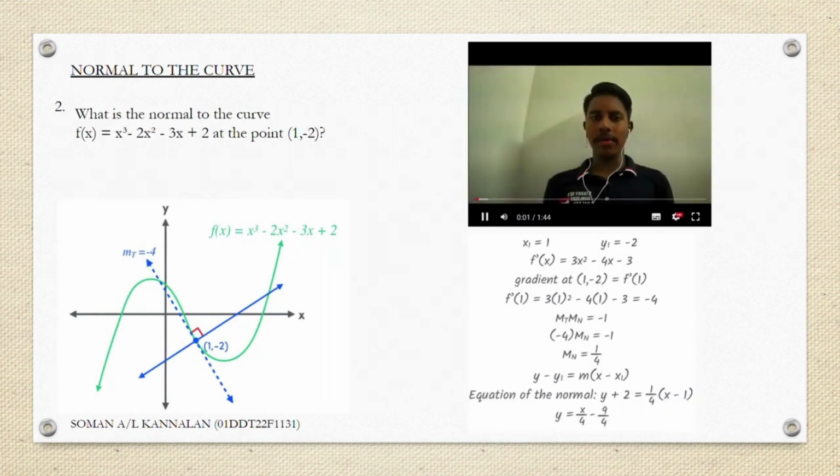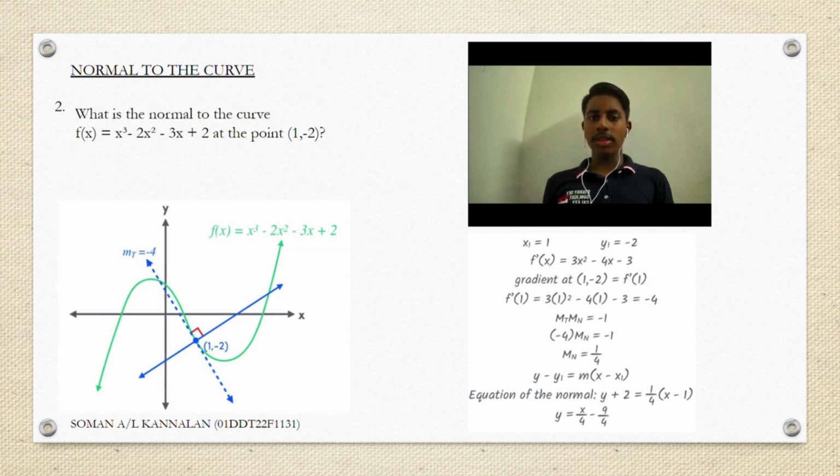Thank you to my friend Praveen, and a good day again to Puan Noor Azima and to my fellow friends. Now I'm going to continue this presentation with another sample question for the normal to the curve. Our question states: what is the normal to the curve for the function f(x) equals x cubed minus 2x squared minus 3x plus 2 at the point (1, negative 2)? We already know from the question that x1 equals 1 and y1 equals negative 2.